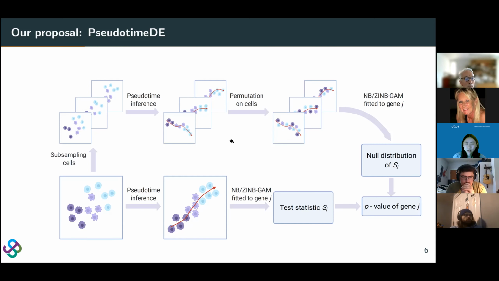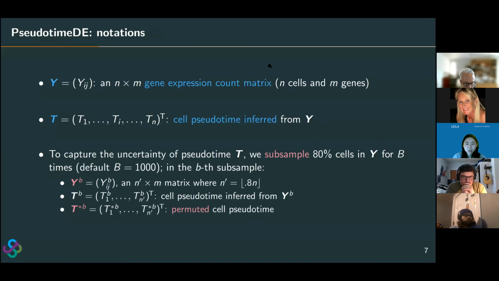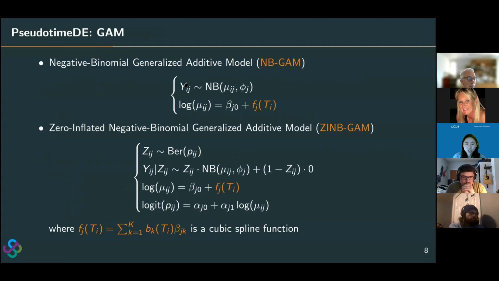Here is a brief illustration of what we mean by GAM. In the GAM model, we assume the gene expression, here gene J in cell I, is a count number in single cell RNA-seq data, a read count of gene J in cell I. We assume this count follows a negative binomial distribution, and its expectation, or mean, is denoted by mu ij. When we say DE, we're actually talking about the relationship between this mu ij, the expected expression, not the observed one, and the pseudotime of cell I.